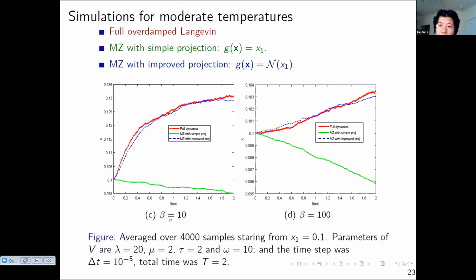So here we turn on the temperature again, and we average the samples for 4,000 times. You can see that the improved projection can kind of capture the true MD compared to the MZ with simple projection, which cannot capture the trend very well.